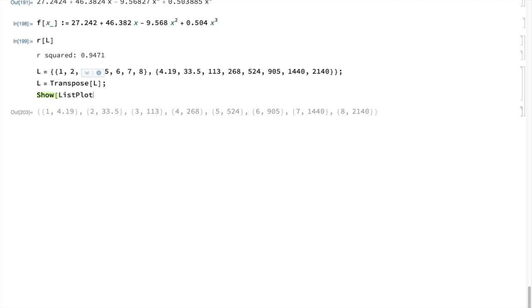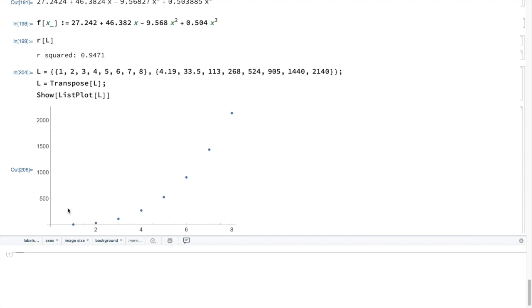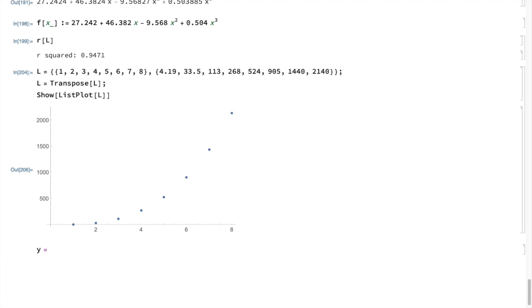All right, list plot L. Let's actually see what it looks like. Okay. Now, this one definitely looks like a parabola of some kind. But it's actually exploding upwards. It's going into the thousands before we even get to 8. So this tells me that a quadratic that looks like this probably isn't our best bet.